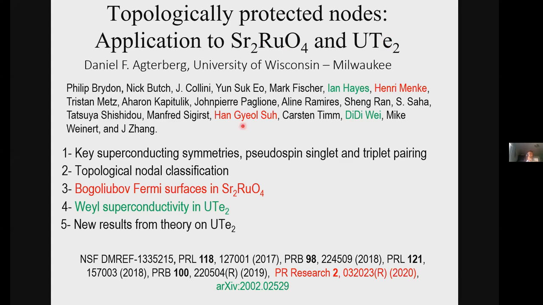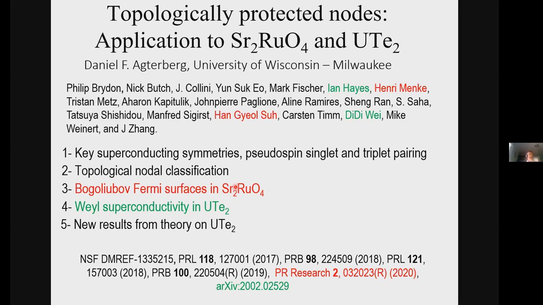So what I'm talking about is topologically protected nodes, and this gives me a framework in which I can discuss both strontium-ruthenate and uranium-tellurium-2. I'll give a quick introduction to a topological nodal classification that I prefer, and then a brief description of my discussion in strontium-ruthenate on the possibility of having Bogoliubov Fermi surfaces. Then I'll spend the bulk of the talk on superconductivity in uranium-tellurium-2, which I think is a subject that hasn't really been discussed very much in this conference.